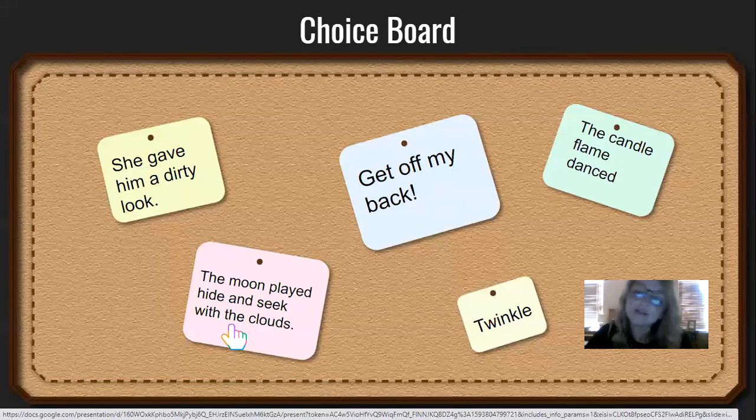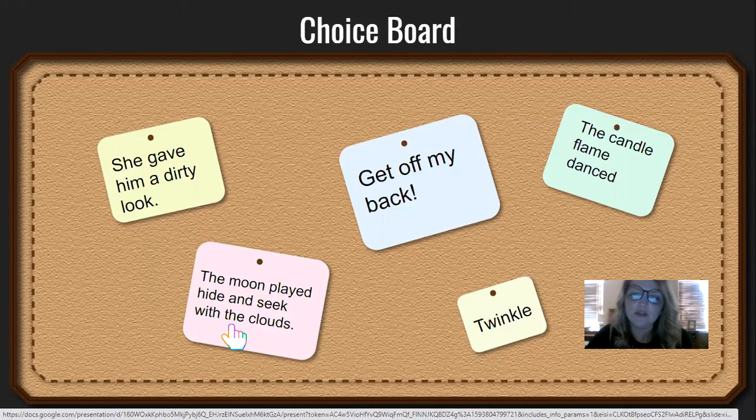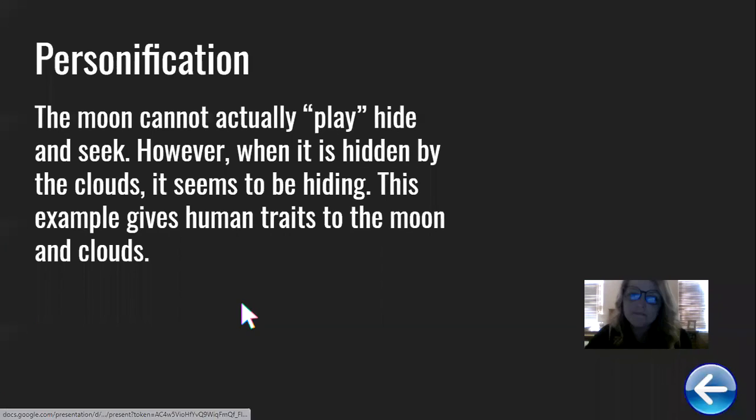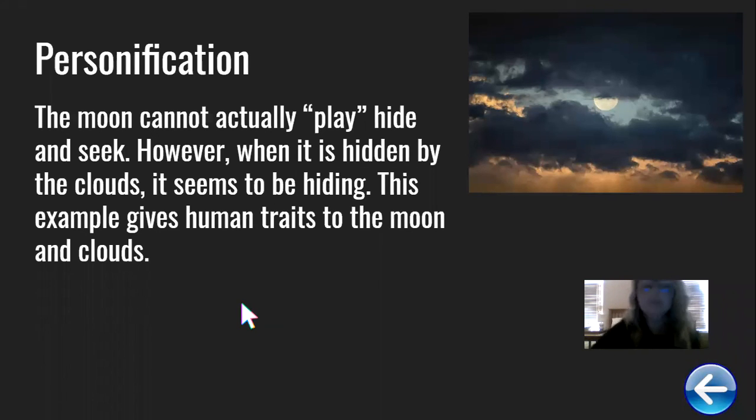Make your guess. The moon played hide and seek with the clouds. Okay. That again is personification.